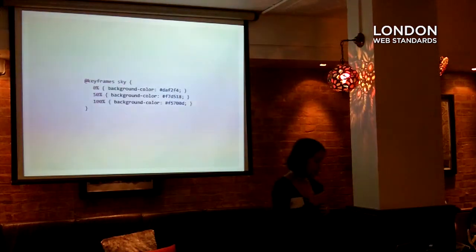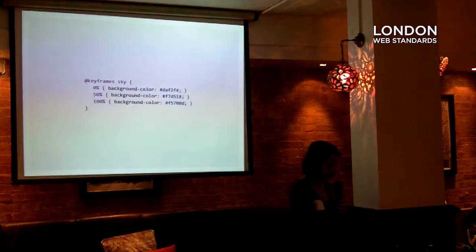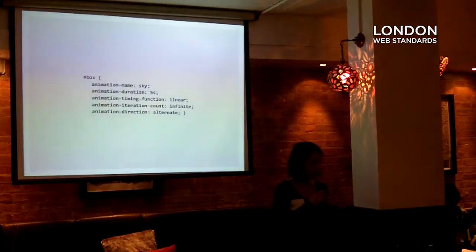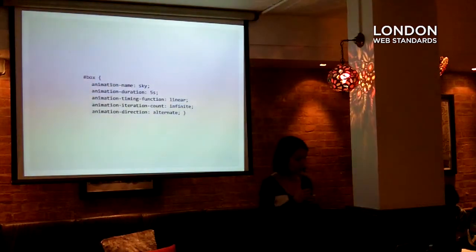So here, first we name the animation. In this case, we are going to animate the background of a box, so we'll call it sky. And second, we define which properties will be animated and how and at which points in time. Then we can call the animation that we've just created. We specify its duration, how it will progress over time, and how many times it should be repeated. And we also can specify if the animation should play in reverse on alternate cycles.